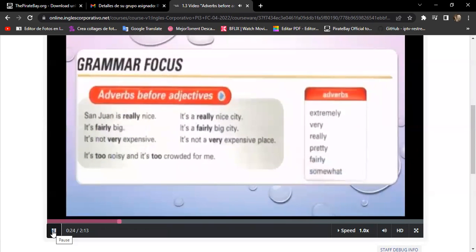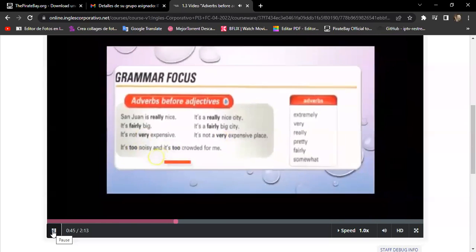Adverbs before adjectives. San Juan is really nice. It's a really nice city. It's fairly big. It's a fairly big city. It's not very expensive. It's not a very expensive place. It's too noisy and it's too crowded for me.